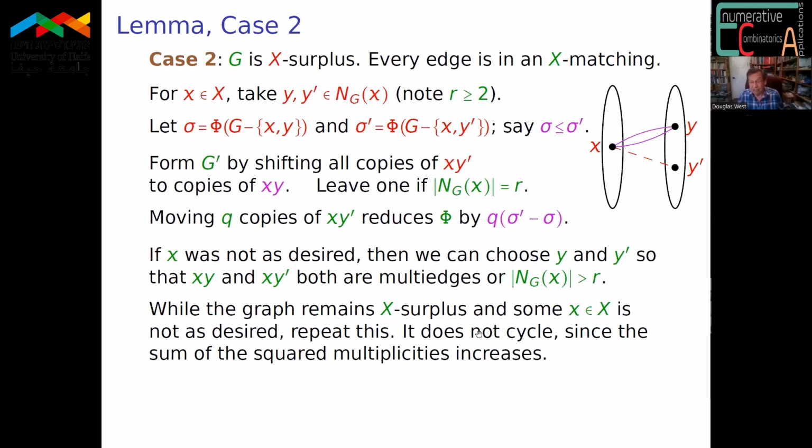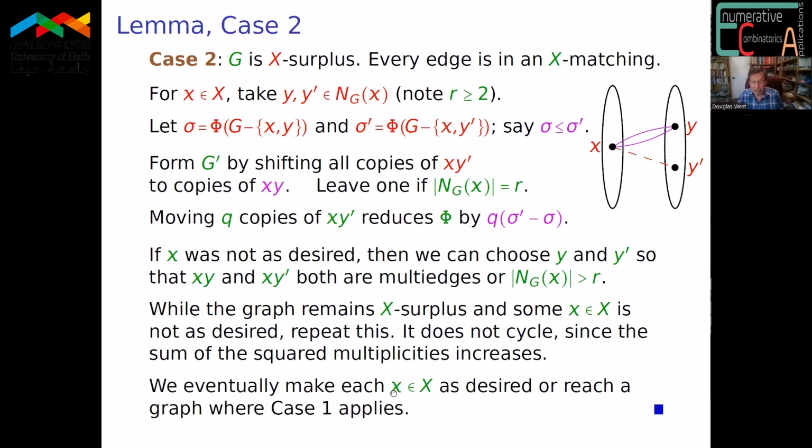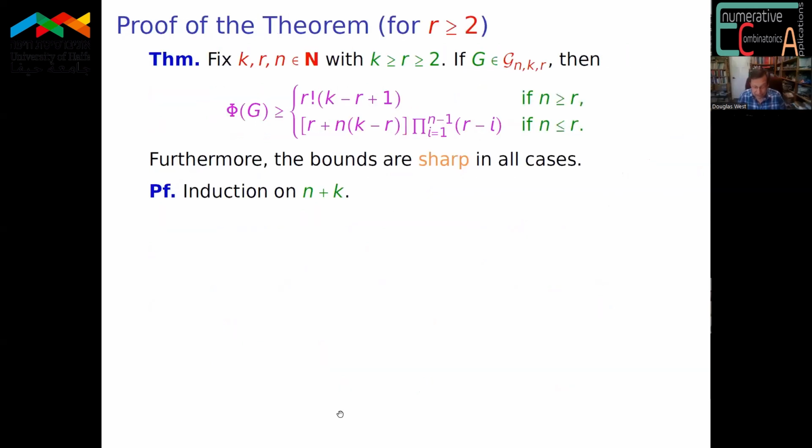This doesn't result in any sort of cycle because the sum of the squared multiplicities of the edges increases when we do this. So we will end. And how can we end then? Either every X has the desired properties, or we reach a graph where case 1 applies. Okay, so that proves the key lemma, which is good.